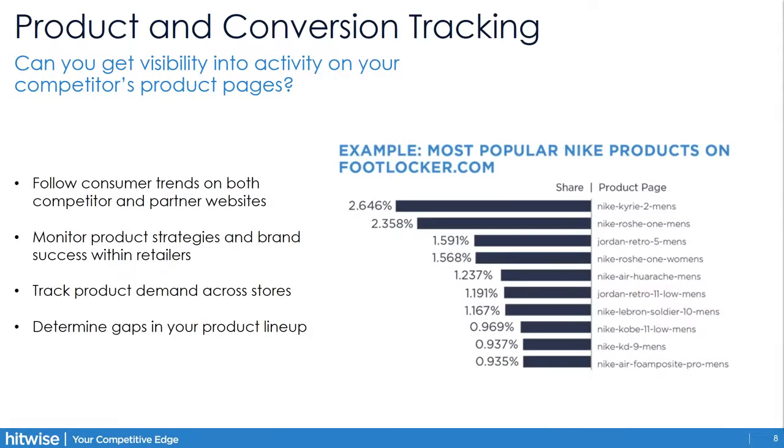And then, speaking of conversions, a well-equipped solution provider should also be able to provide you with visibility into activity on your competitors' product pages and points of customer conversion. These may be customized features that may not be available in a standard offering, but they are important nonetheless. This type of depth, getting into very specific product pages and conversion points within your competitor sites, enables you to follow what customers are seeking, to monitor your competitors' product strategies, or even helps you determine gaps in your product lineup. So these are important things to look for when you're considering the competitive scope of what a solution provider can actually offer.